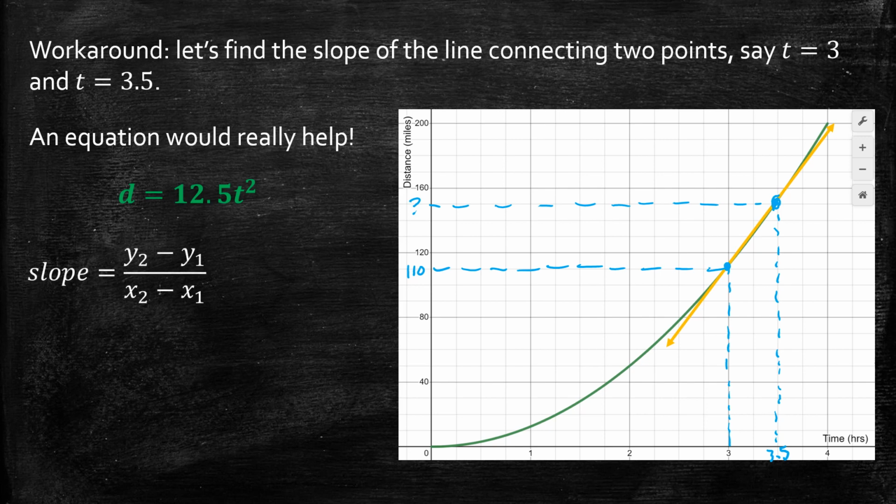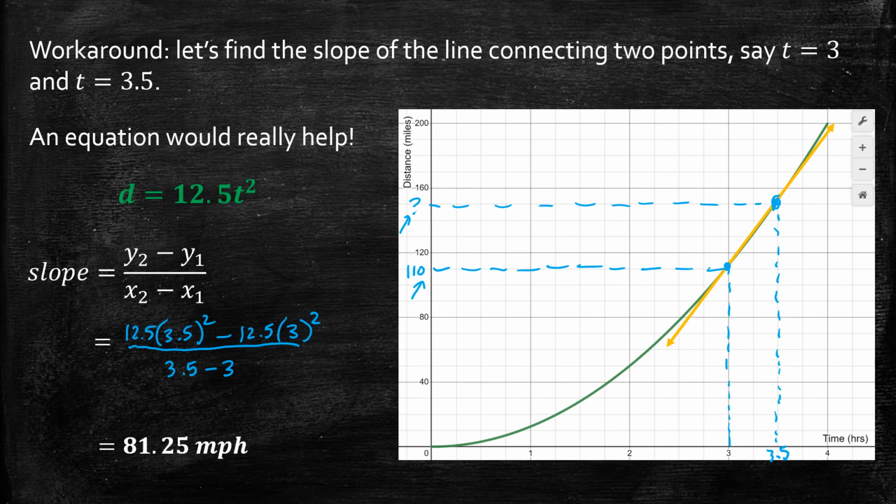And now let's put this into the slope formula. y2, so in other words, the second y coordinate, we would get by just taking our equation and plugging in the corresponding time. And then where we thought that the y value was 110, we would just do 12.5 times 3 squared to get that y coordinate exactly. And change in x is 3.5 minus 3, that's the run. And if you do that calculation, you get 81.25 miles per hour. So that's your average speed over that interval. You are clearly speeding.